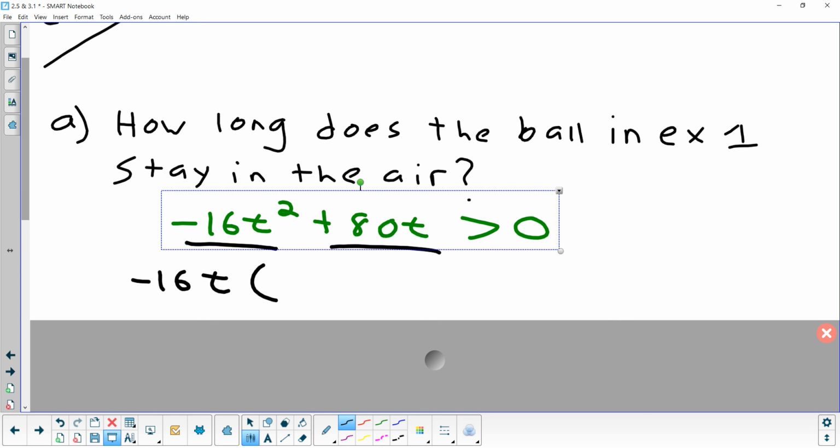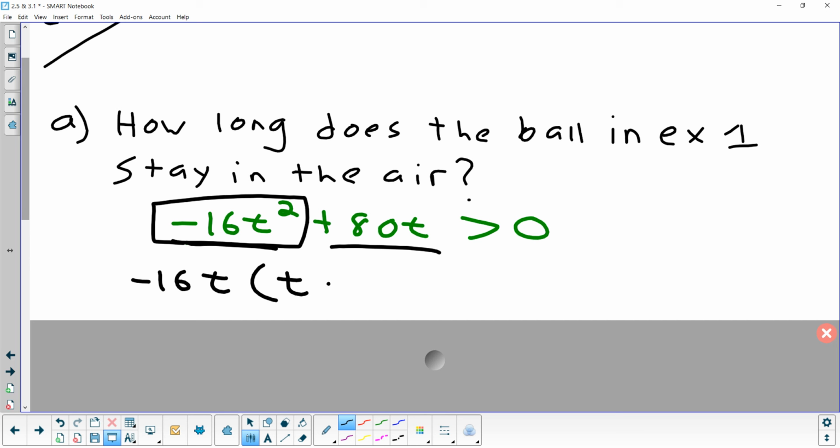If you factor out negative 16t from this, what would you be left with? Think about what you would multiply this by to get that back. Would it just be t? Just t. And then we know it's going to be a minus, because a minus times a minus is a plus. And what would you have here? Negative 16t times what is 80t? Negative 5. So we factored out the negative 16t.